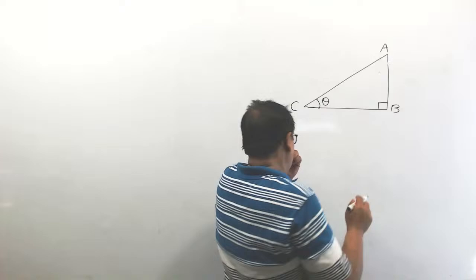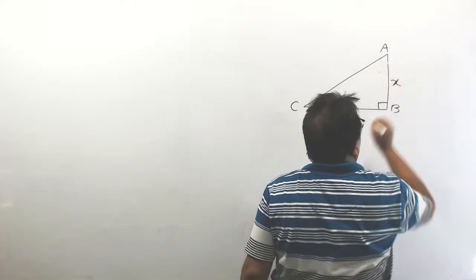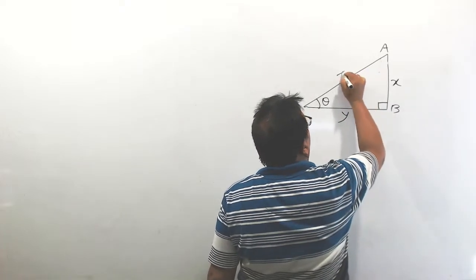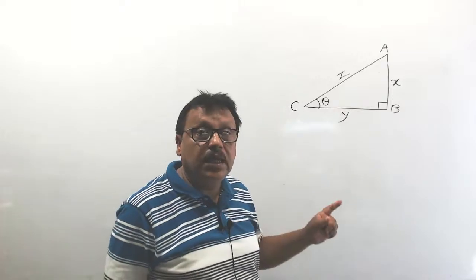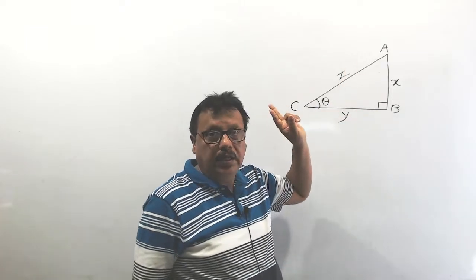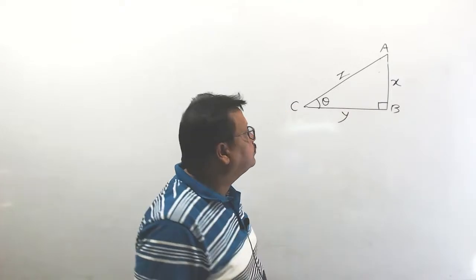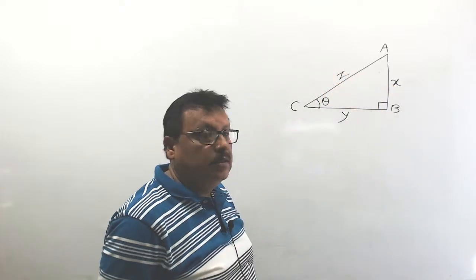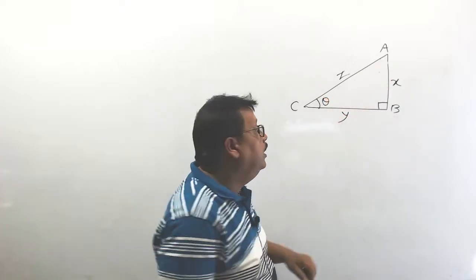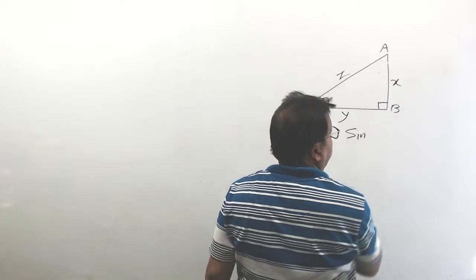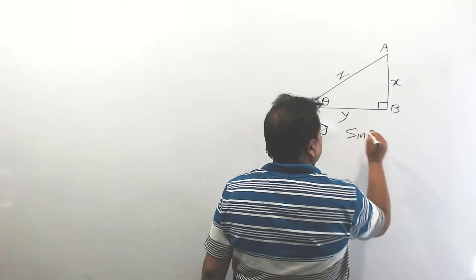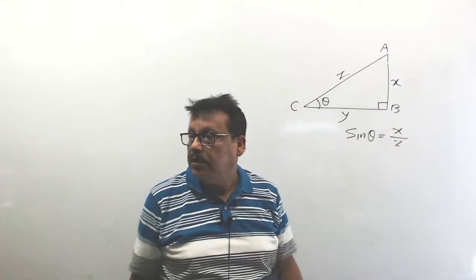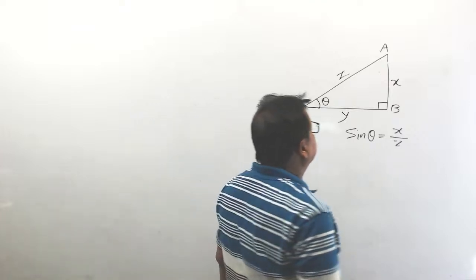Now let AB, the height, be x unit, BC, the base, be y unit, and AC, the hypotenuse, be z unit. For easy calculation, you can assume the lengths like this. Now, the ratio height by hypotenuse is called sine. Sine of theta is equal to x by z. Clear?